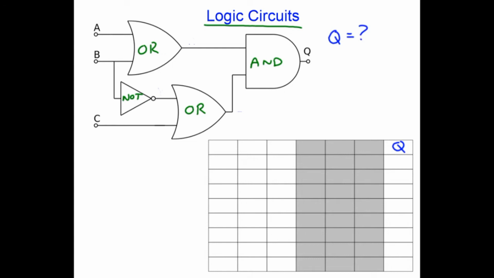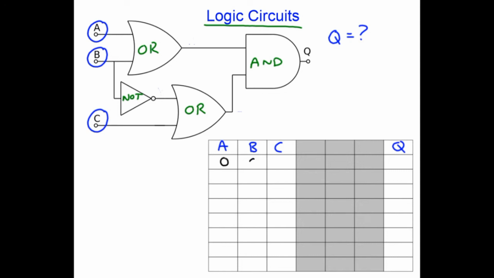So I've got Q written in the last column of my truth table. What I need to do is identify the inputs as A, B and C, and write those in the first columns in my truth table. Now I'm going to write down all the possible combinations of A, B and C, and it's important to do them in the right order.